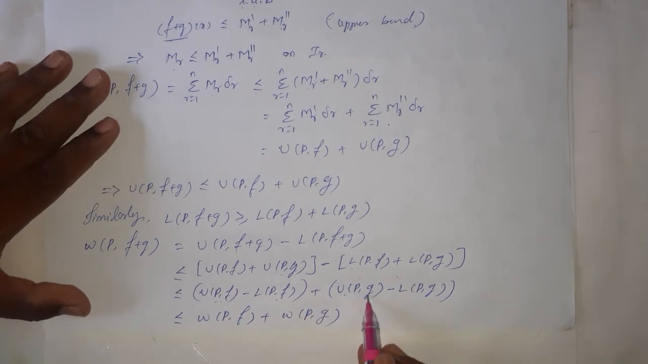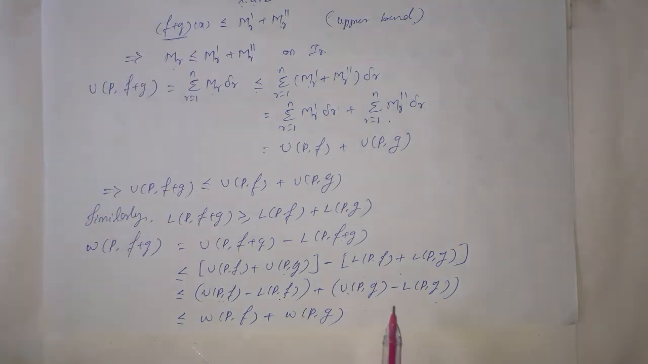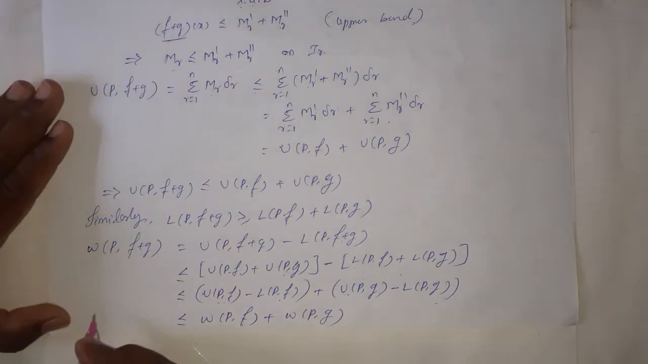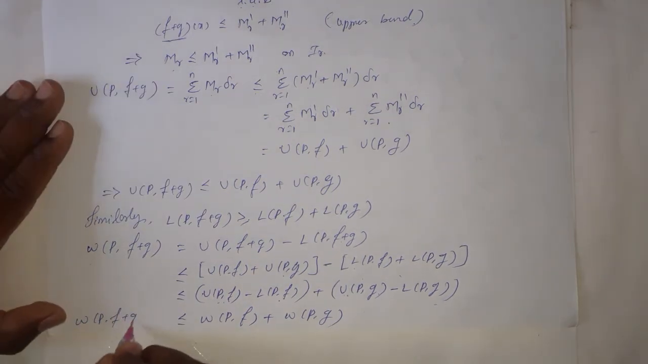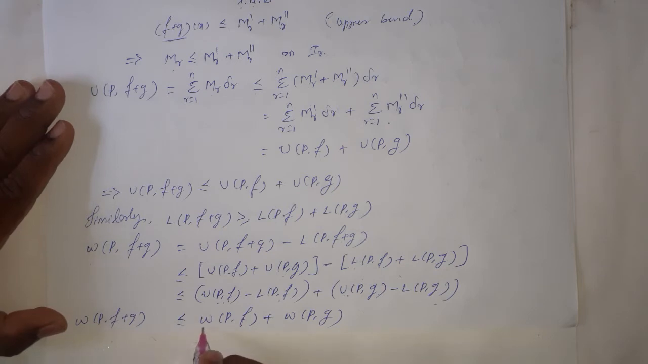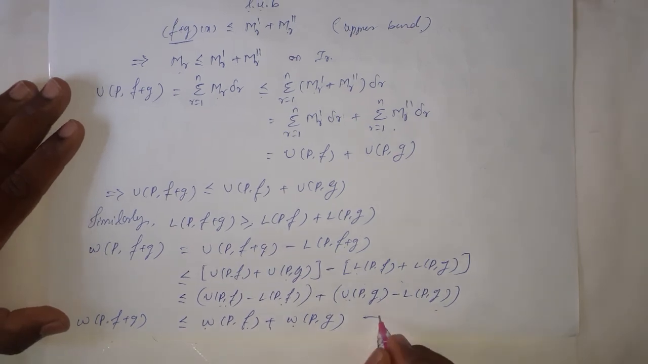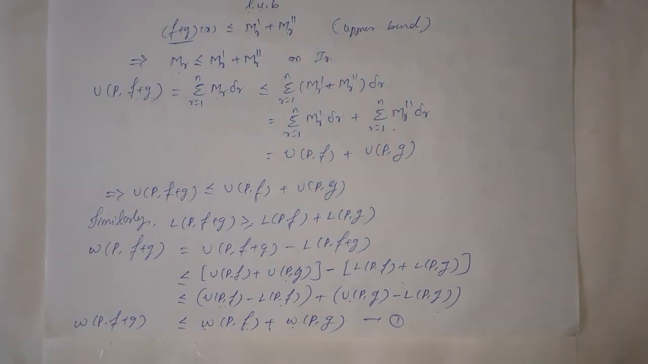WPG, because UPG minus LPG is nothing but the oscillatory sum of the function g, and here it is the oscillatory sum of the function f. So, therefore, the oscillatory sum of the function f plus g is always less than or equal to the oscillatory sum of the function f plus the oscillatory sum of the function g, and consider this as equation number 1. So, here we have proved that the oscillatory sum of the function f plus g is less than or equal to the oscillatory sum of the function f plus the oscillatory sum of the function g, and consider this as equation 1.